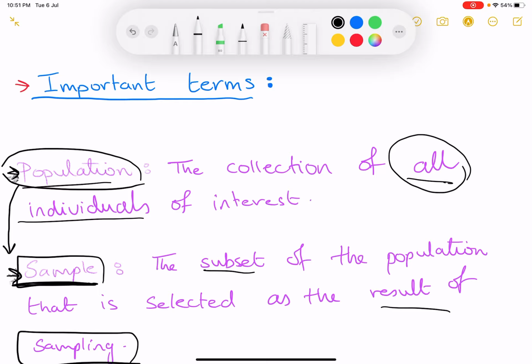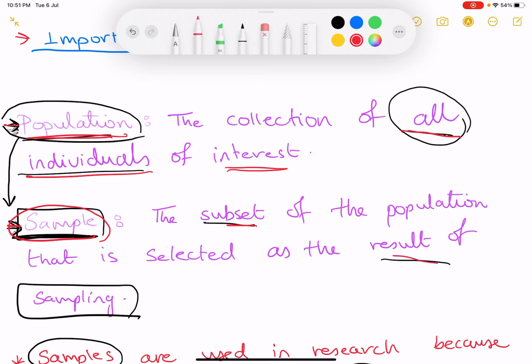Hello everyone, today we're going to look at some of the important terms in biostatistics. First, we're going to look at the difference between the population and the sample. The population is the collection of all individuals of interest. So it's the entire population, all of the people. Whereas a sample is the subset of the population that is selected as the result of sampling. So we take the population, we take a sample from it, and then we get a sample.